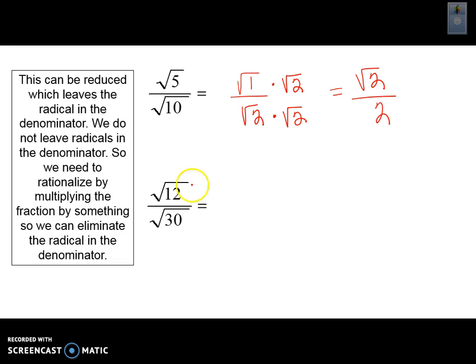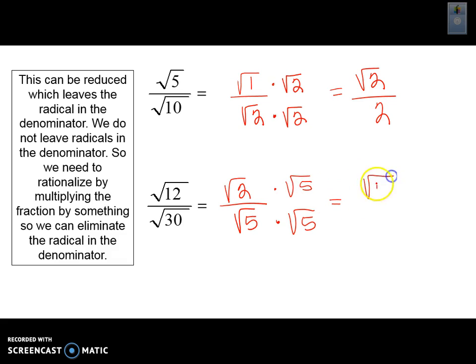The same thing is true with this next example. We have the square root of 12 over the square root of 30. We reduce that. They both divide by 6. So we've got the square root of 2 over the square root of 5. That's not going to go anywhere, so we have to multiply by the square root of 5 to the top and the bottom.